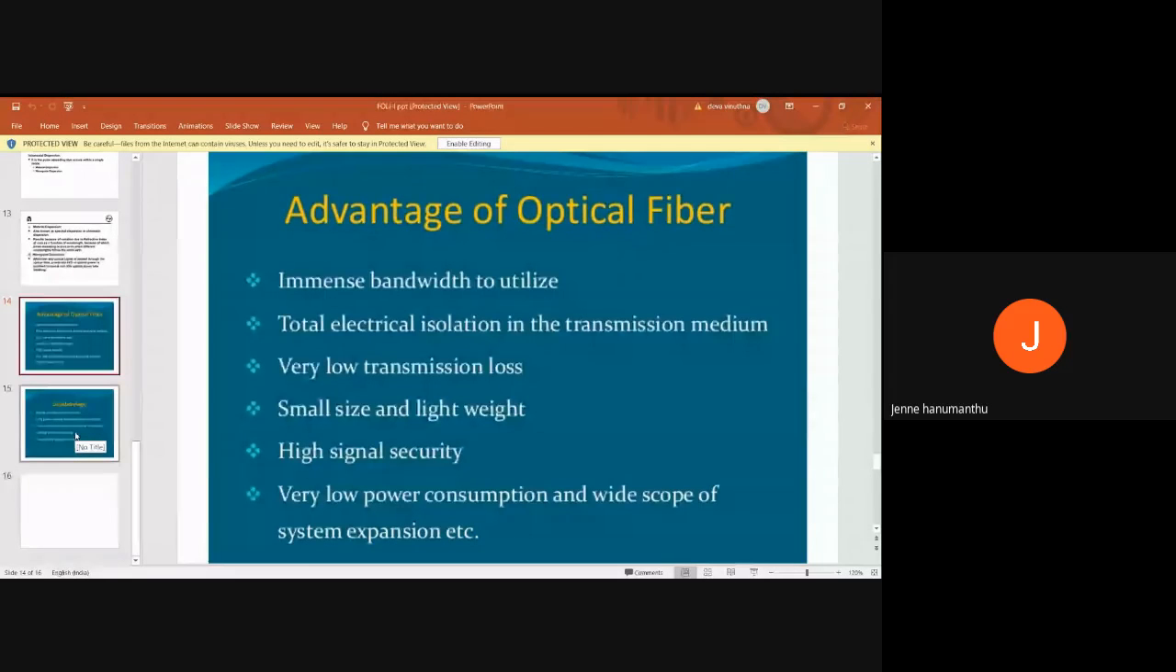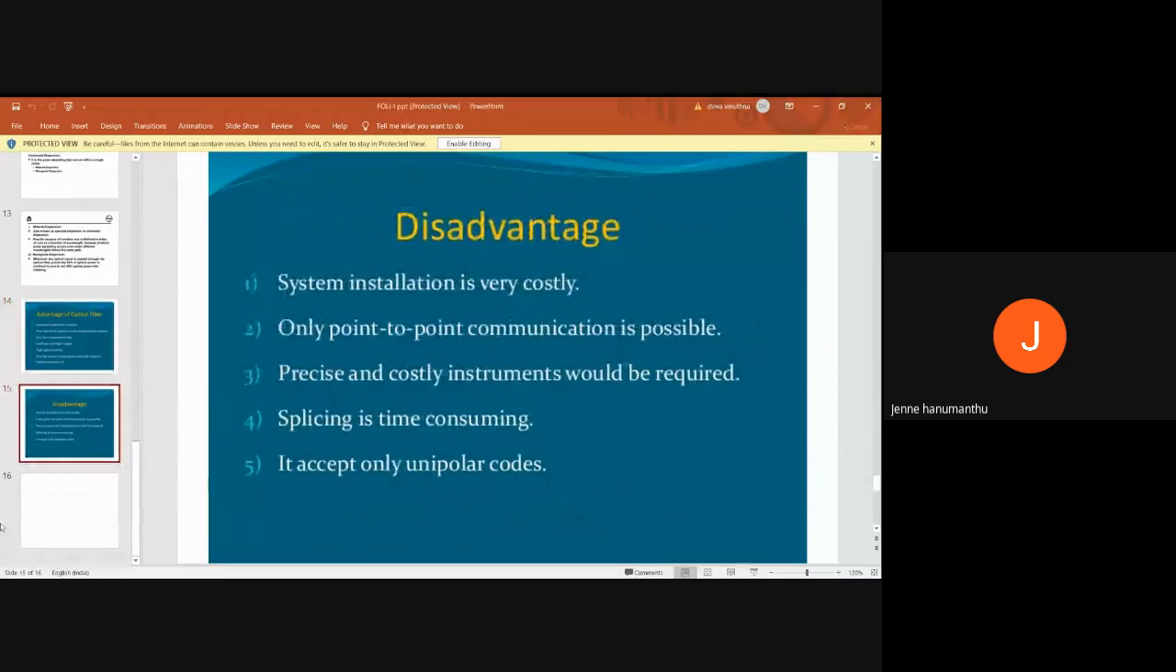Next slide. Disadvantages. What is the disadvantage? The unavoidable disadvantage is installation problems. Installation problems means if any cable is damaged or any fiber simply breaks somewhere, it is difficult to replace that fiber with another fiber. It may take high cost. That's the meaning of high cost.